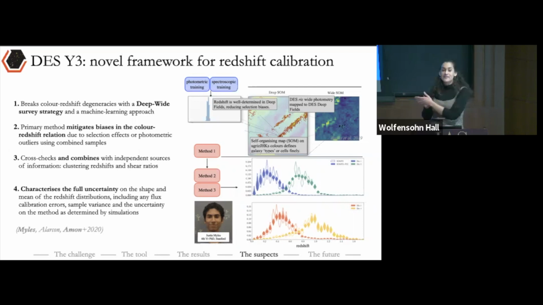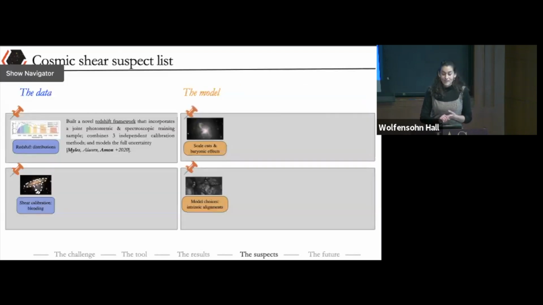So with this fancy method, we created an ensemble of realizations. We had 6,000 redshift distributions that all could be plausible, and the span of this ensemble reflected all the sources of uncertainty that we could think to put into them. And we could sample over these realizations in our MCMC. In the end, our calibration was very well received, even by our harshest critics, and it's now being adopted by other teams. So I would say that redshift calibration cannot be the cause of the S8 tension.